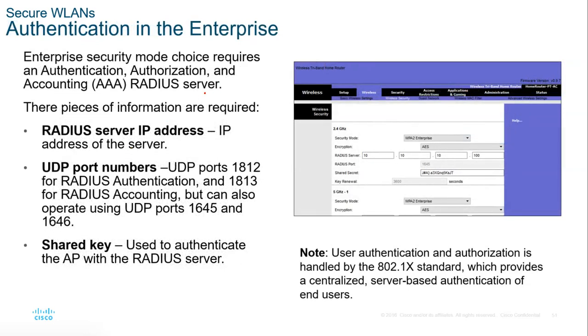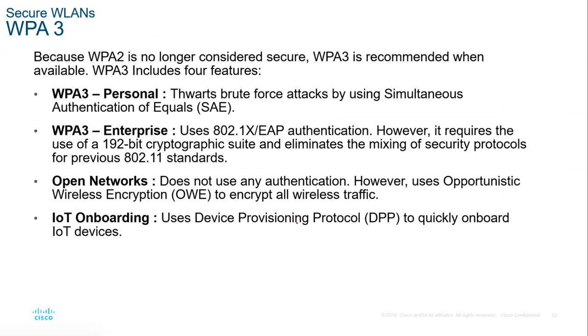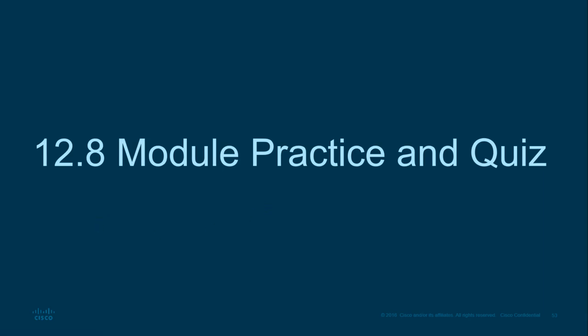Then when it comes to enterprise, we have RADIUS, the RADIUS server, where you have to have the IP address of the server and then the ports to reach those servers. And then the shared key. Is it going to be a shared key? Because the shared key has to be exchanged between the client and the server. So we have this WPA version 3, personal, then the enterprise, then the open, and so that is the end of the session.